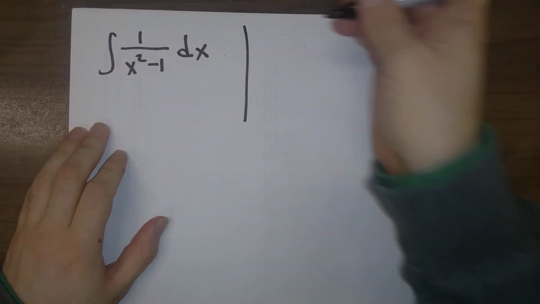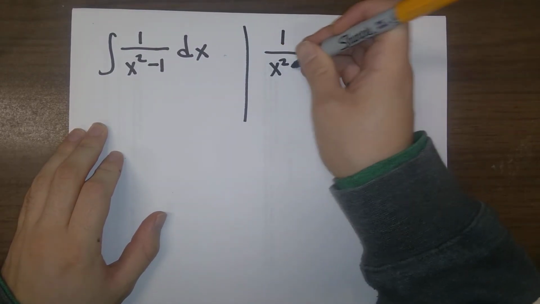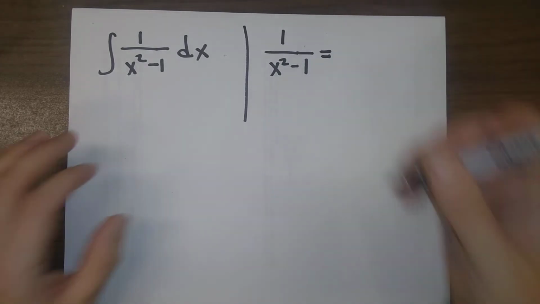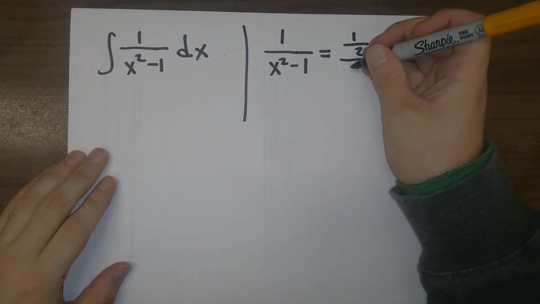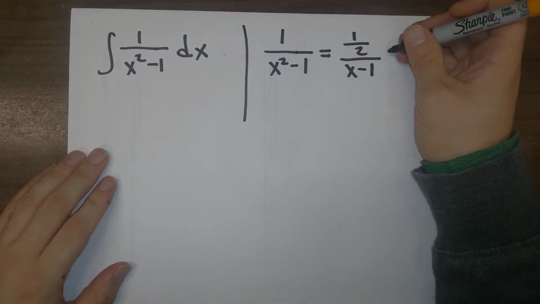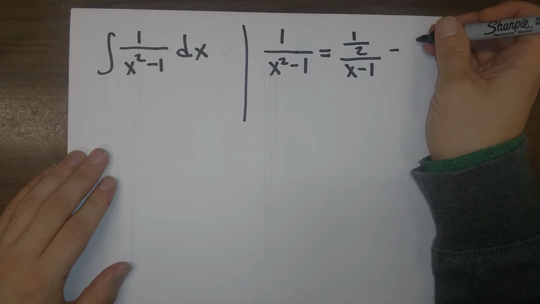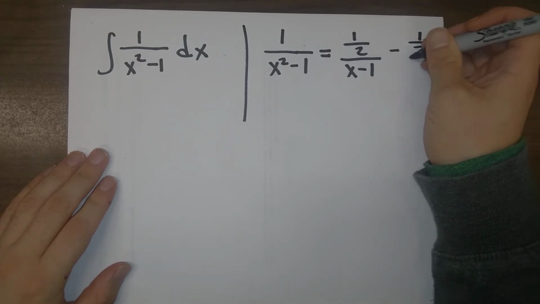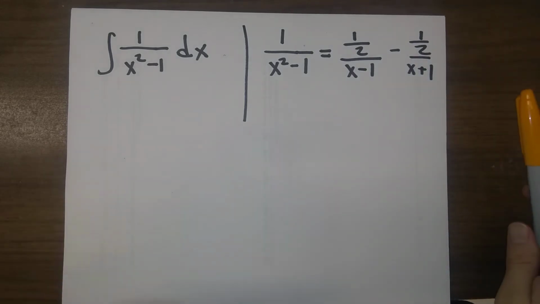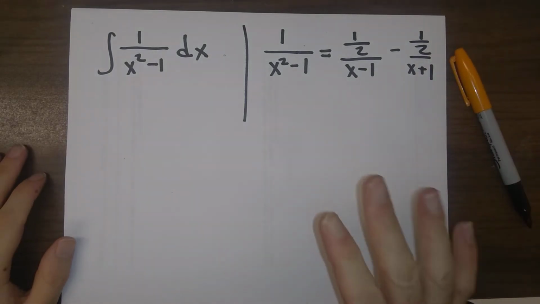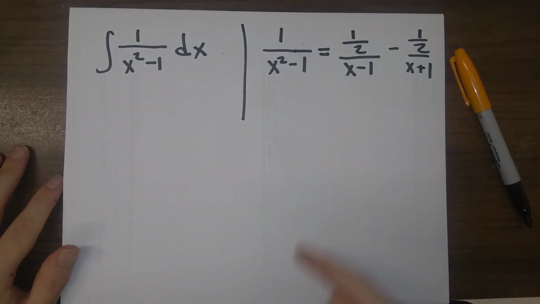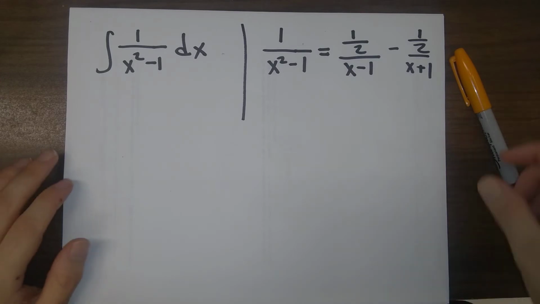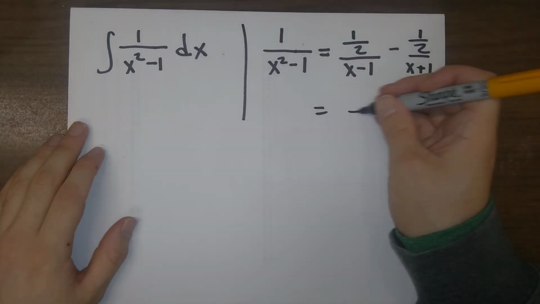However, here is the key trick. Suppose I tell you the following is true: 1 over x squared minus 1 is equal to 1/2 divided by x minus 1, minus 1/2 divided by x plus 1. Now, don't worry about where this comes from. We'll talk about where this comes from in the near future. But if I tell you this is true, know that at least it's easily checkable.